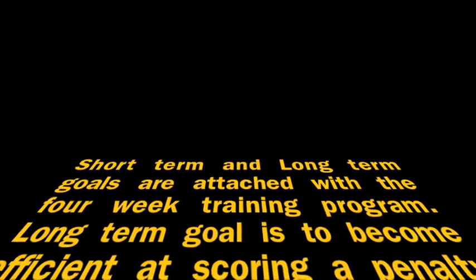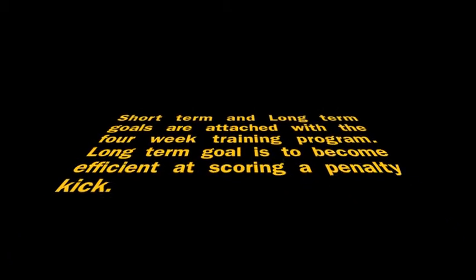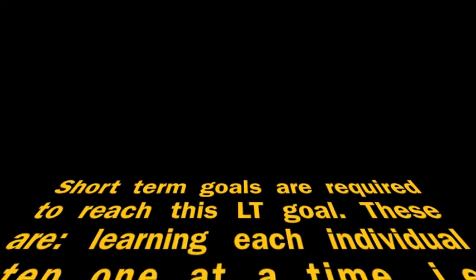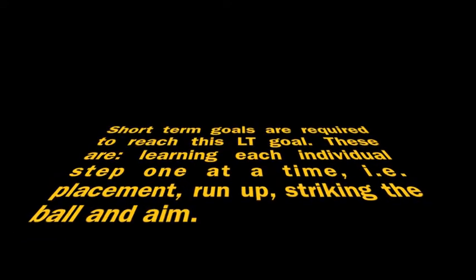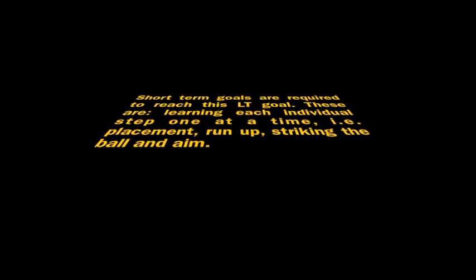Short-term and long-term goals are attached with the 4-week training program. Long-term goal is to become efficient at scoring a penalty kick. Short-term goals are required to reach the long-term goal. These are learning each individual step one at a time, i.e. placement, run-up, striking the ball, and aim.